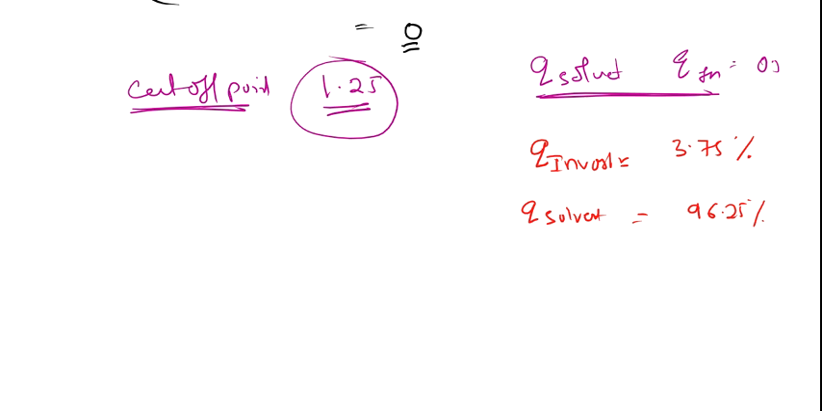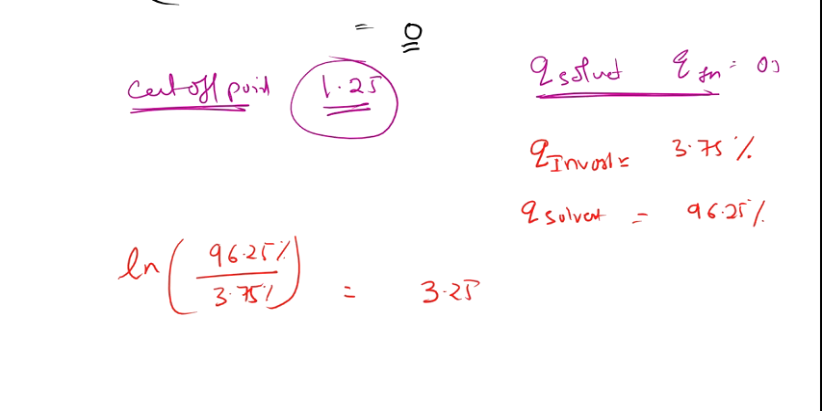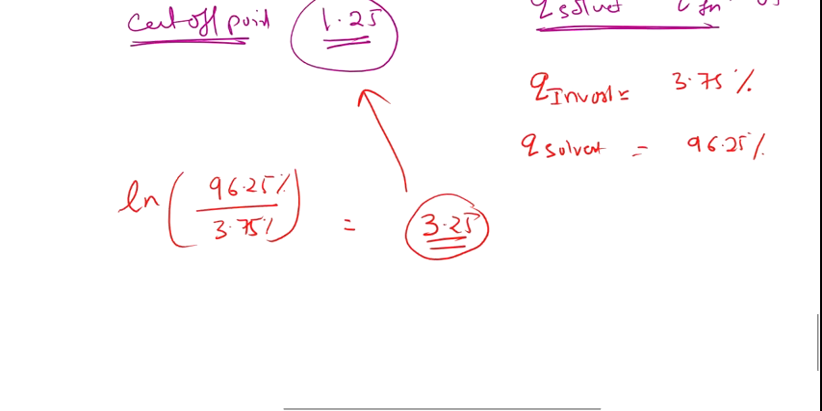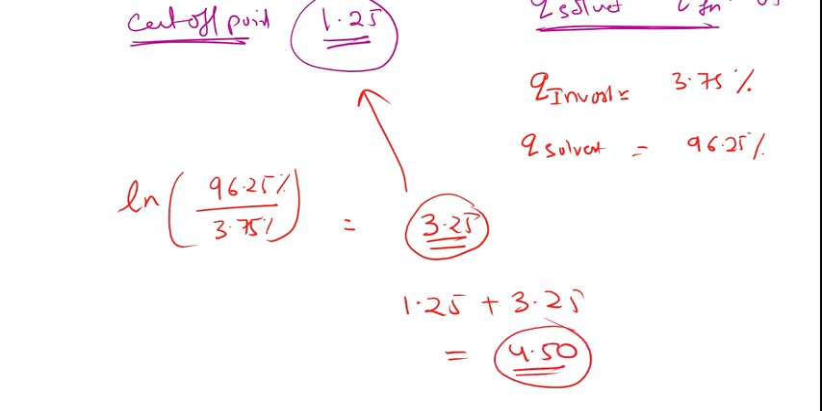Now we need to find out the adjustment value. What will it be? It will be ln of 96.25 divided by 3.75. Both are in percentage, and when we solve this, we get 3.25. This is the adjustment factor which we need to add to our cutoff point. So it will be 1.25 plus 3.25, that is 4.50. This is our new cutoff point.